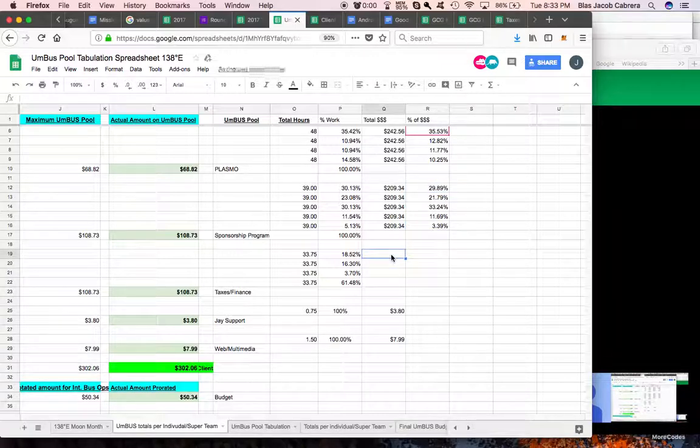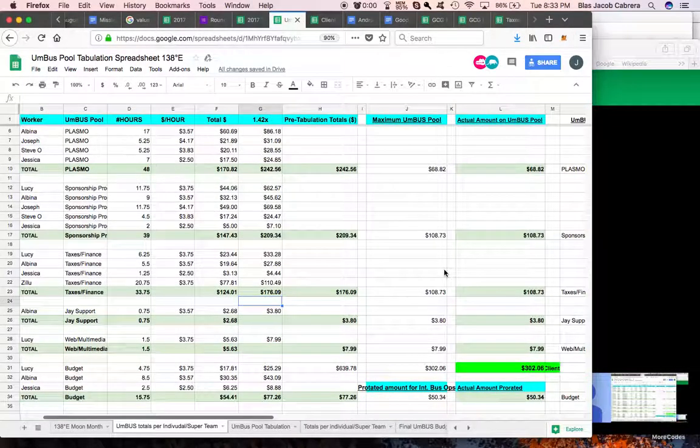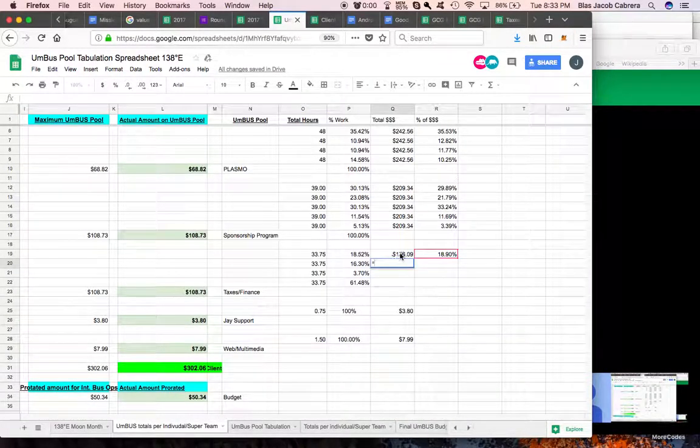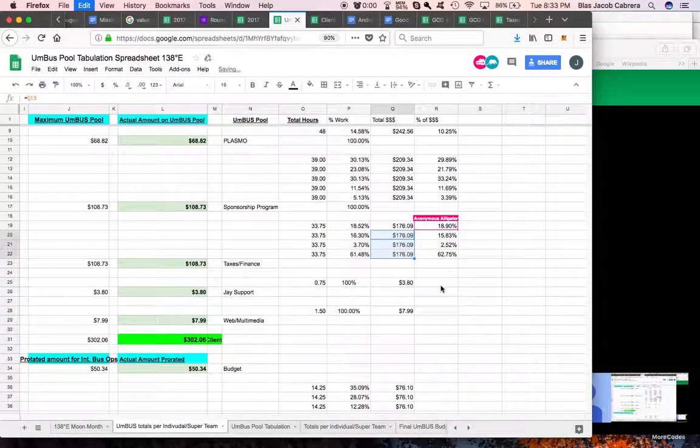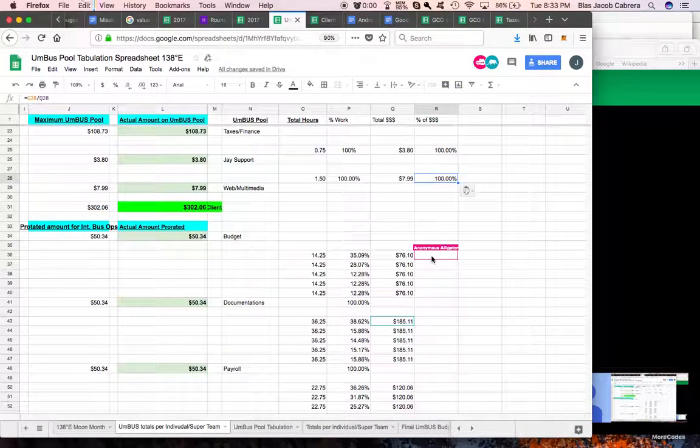Oh, we missed one. We missed one. And we missed it twice. We double missed it. My computer is not happy at all. I need to close a lot of windows.